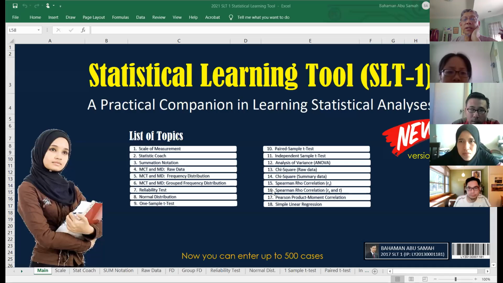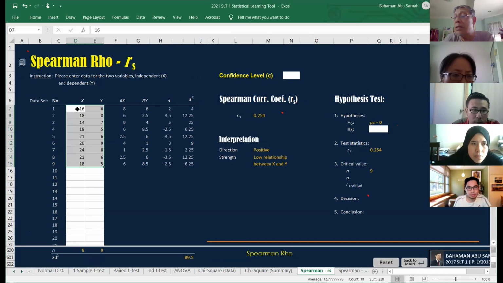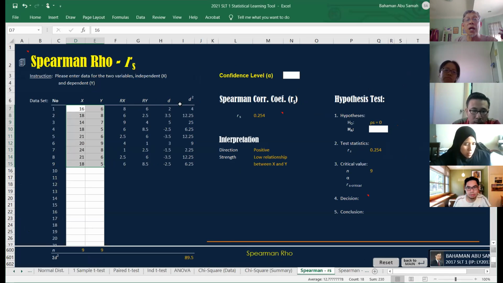Open SLT for Spearman rho, option 15, Spearman rho correlation, RS. The next option will be if your sample size is more than or equal to 10. So in this case, we go for this one, and then just paste your data here. When you paste your data, it automatically derives the Rx and Ry. That means it ranks the X, ranks the Y, and then calculates the D and also the D square. And what we want is summation D square, right? So summation D square is given here, which is 89.5.